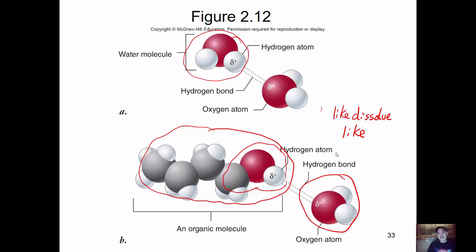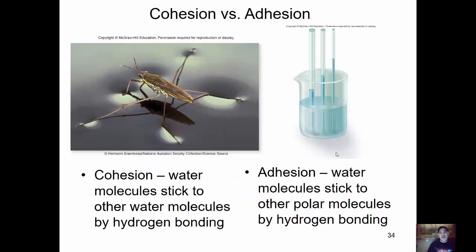So if they're not alike, then we can dissolve the substances together or mix them together. So here's a property of cohesion on the left. You see this insect taking advantage of this property of water, where the insect, or the water strider, is able to walk on this thin film, or what looks like a film, on top of the water surface. But this is due to the cohesion of the water molecules sticking to each other.